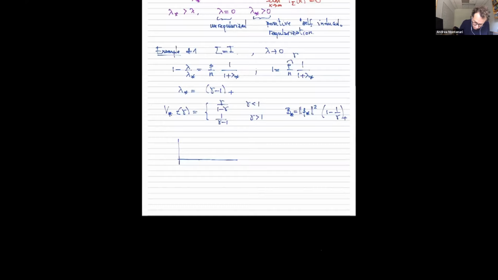So the variance looks like this. Here is gamma, this is gamma equal 1. The variance looks like this, and the bias is 0 up to 1. And then, as it should be, right? If I'm underparameterized and I don't regularize, I don't have bias. If I do a minimal regularization and I'm overparameterized, I have some bias.